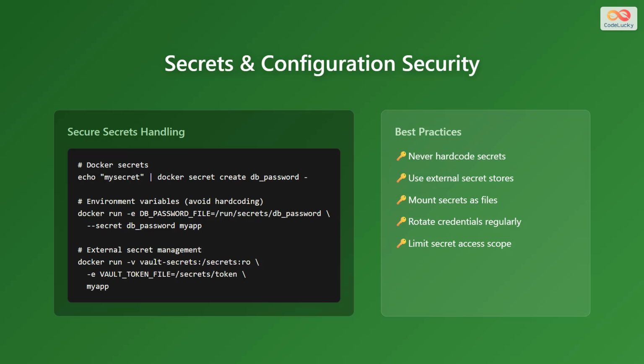Here's an example of using Docker secrets, environment variables, and external secret management. Some best practices include never hard coding secrets, using external secret stores, mounting secrets as files, rotating credentials regularly, and limiting secret access scope.